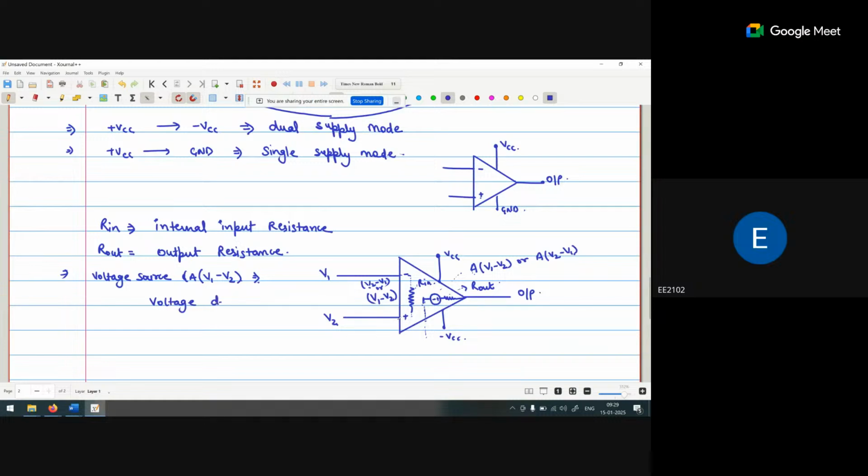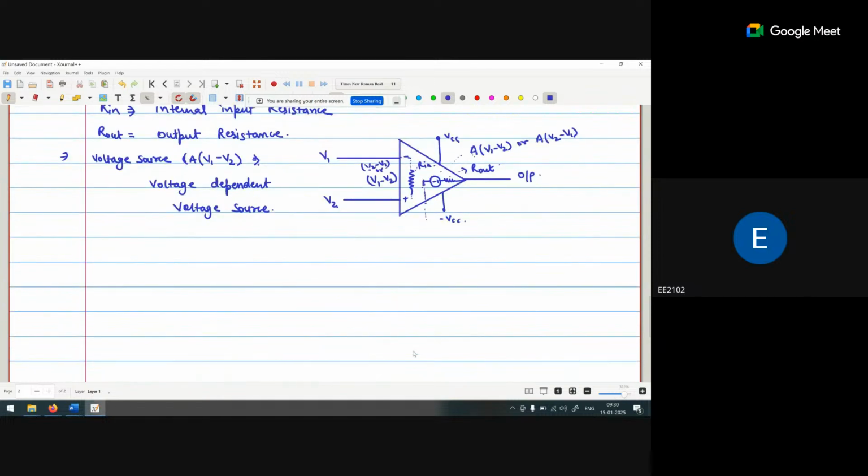That is a voltage dependent voltage source. I think you are familiar with the voltage dependent voltage source. Yes or no? Yes, sir. Okay. Basically, the source that provides the voltage is itself dependent on some other voltage. That's why it is called the voltage dependent voltage source. If you have any doubt, you can ask.